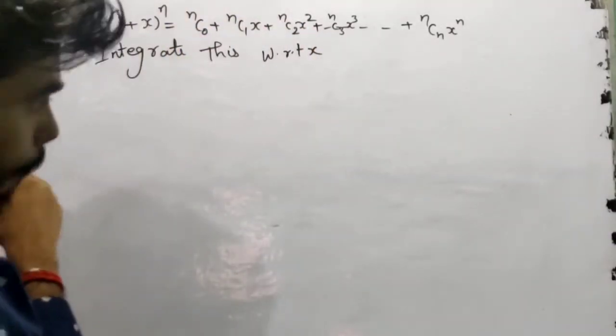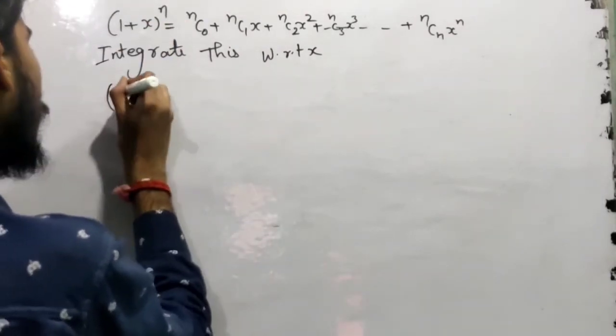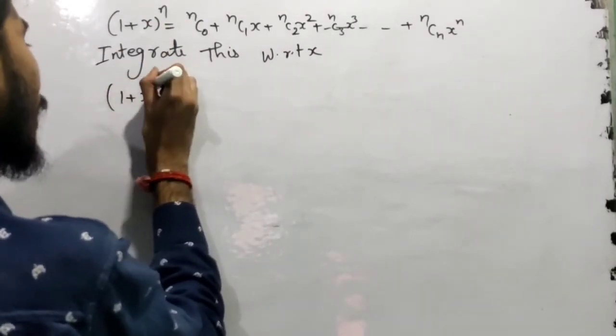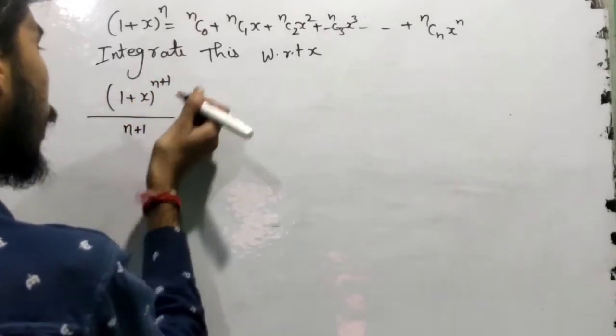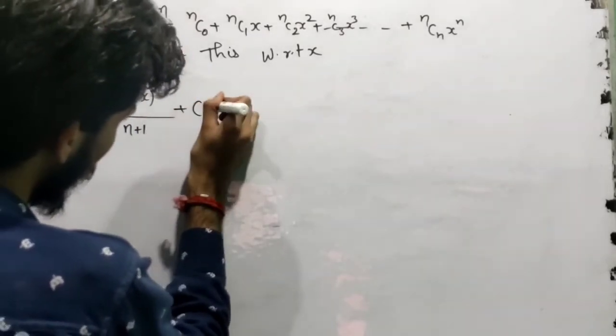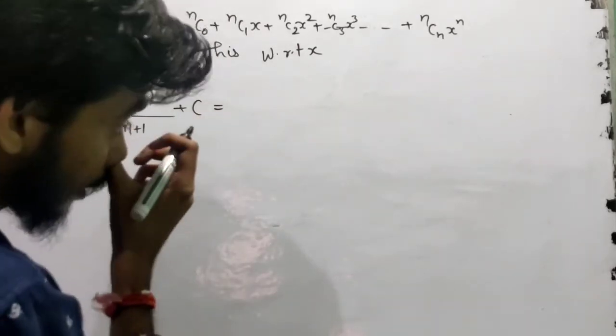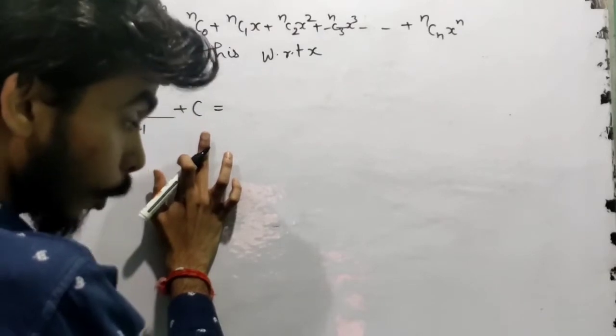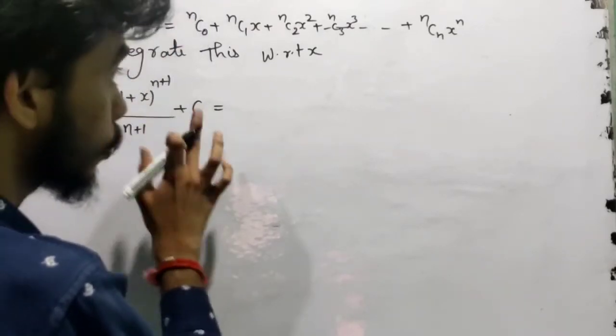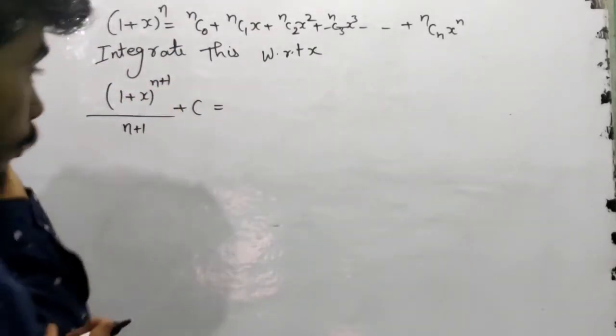So what is the integration of this? The integration of this is (1 plus x) to the power n plus 1 upon n plus 1, and after integrating we will get an arbitrary constant, that is c. So we also have to find the value of c. So what is the value of c and how will we get it? Okay, I'm going to show you.